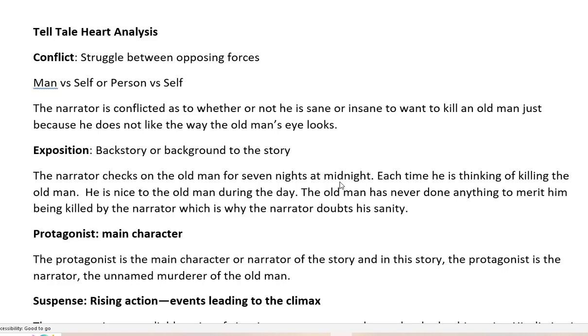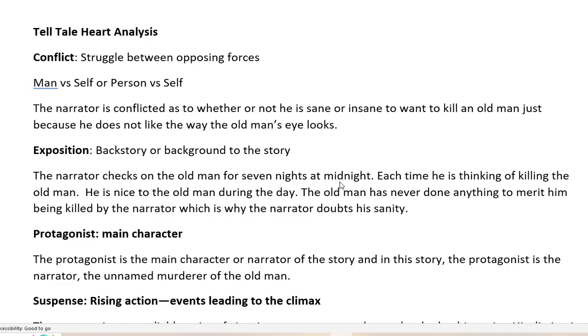The one thing that's strange about the narrator is that he keeps insisting from the very beginning that he is not insane. And then the narrator says that he wants to kill the old man because of the old man's eye. Now, I don't know, to me that's very insane. And yet the old man had never done anything wrong to that young man.